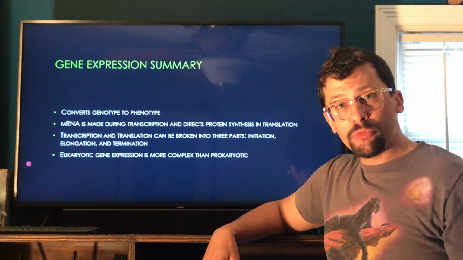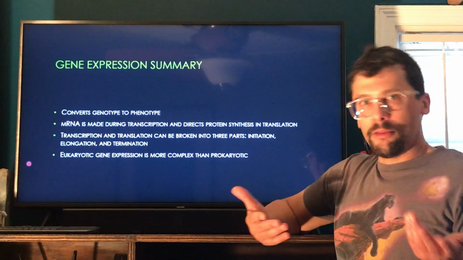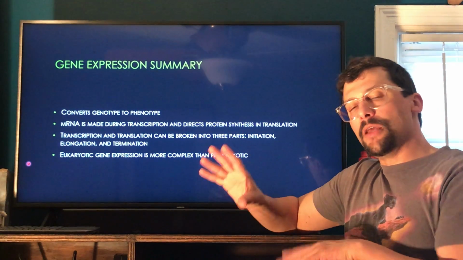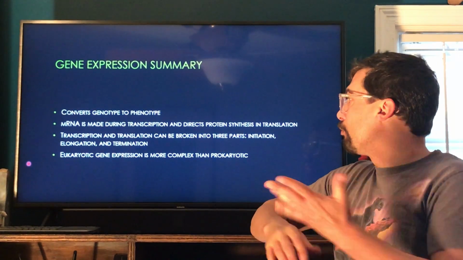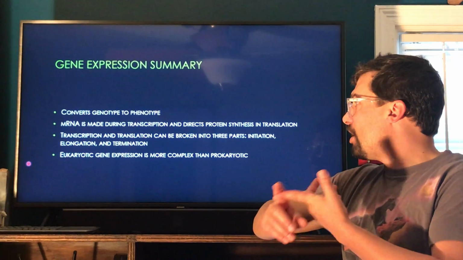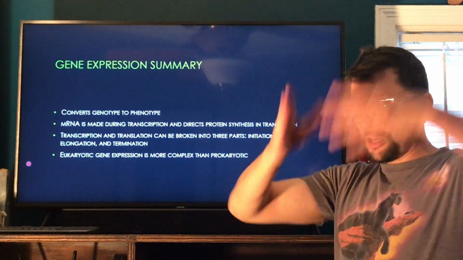mRNA is made during transcription and it directs protein synthesis in translation. That's kind of the big link: the mRNA between the DNA and the final protein product. Transcription and translation can be broken into three parts: essentially initiation, elongation, and termination. You've got to start it, you've got to move, and you've got to stop it.